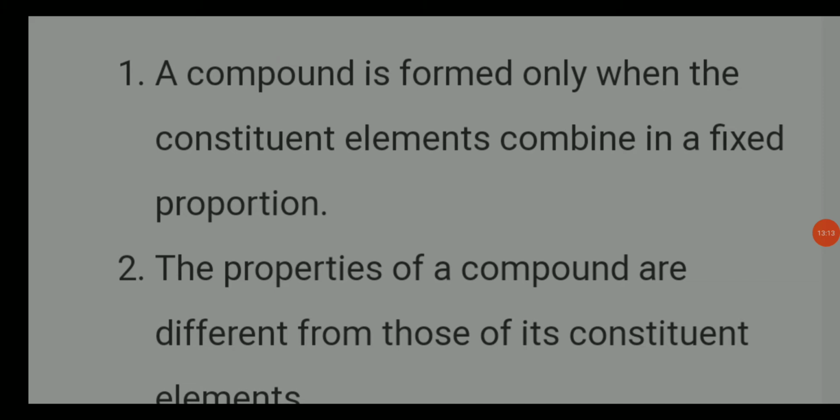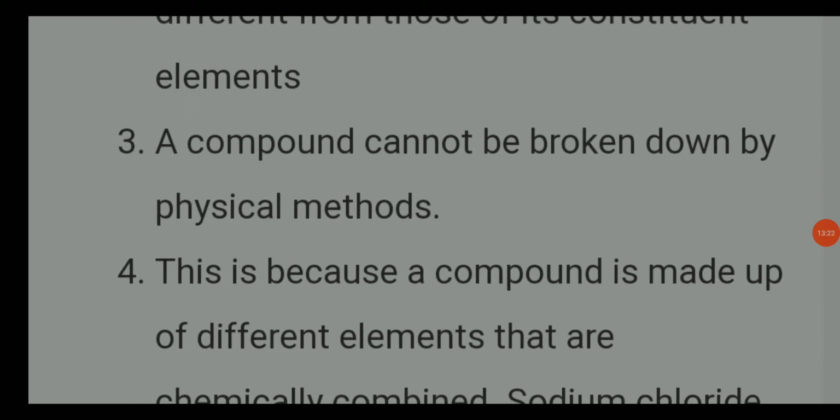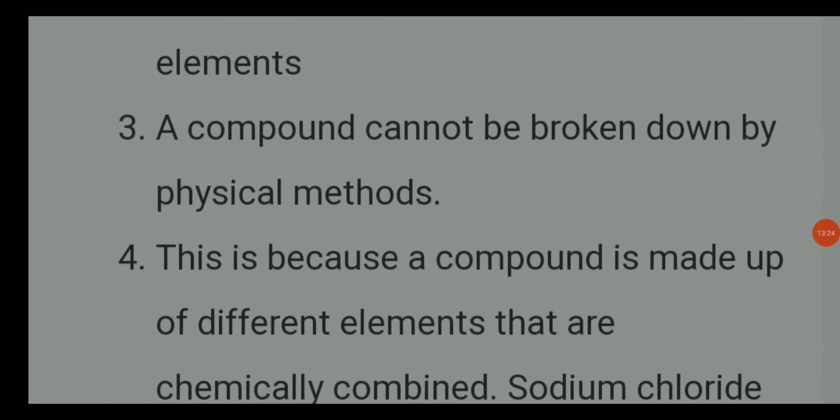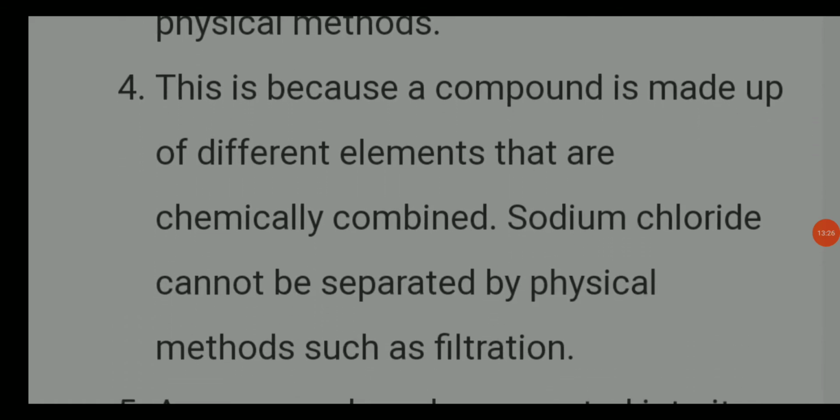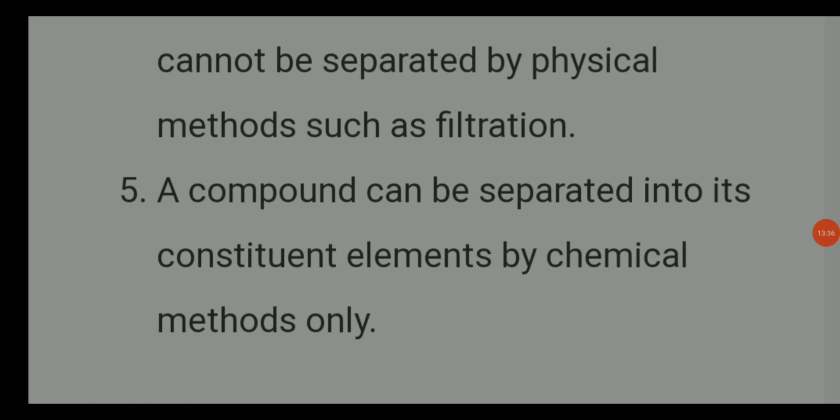First point, a compound is formed only when constituent elements combine in fixed proportion. Second point, the properties of compounds are different from those of its constituent elements. Third point, a compound cannot be broken down by physical methods. Fourth point, this is because a compound is made up of different elements that are chemically combined. For example, sodium chloride cannot be separated by physical methods such as filtration. Fifth point, a compound can be separated into its constituent elements only by chemical methods.